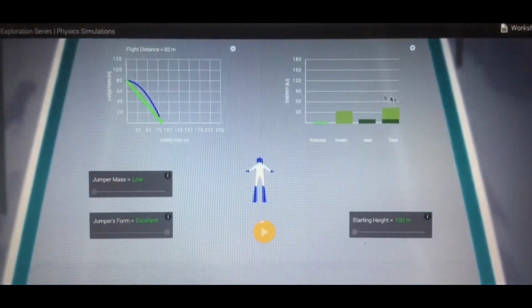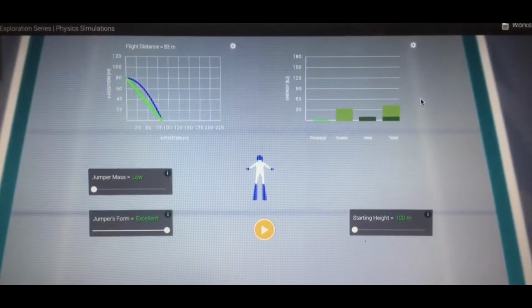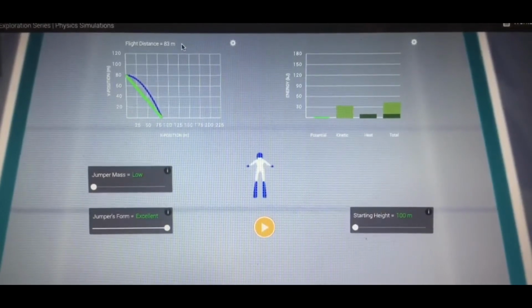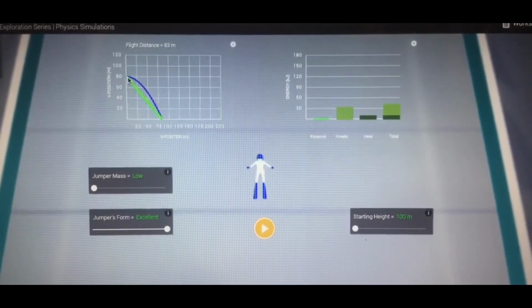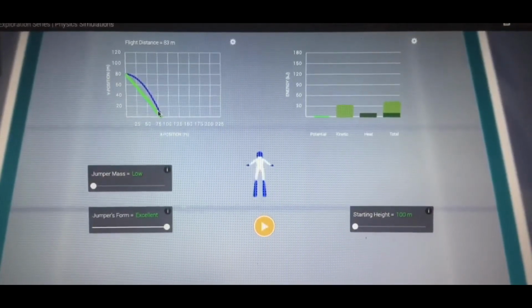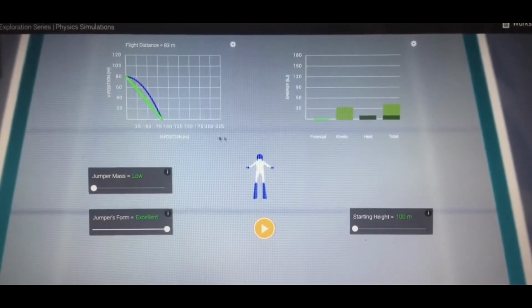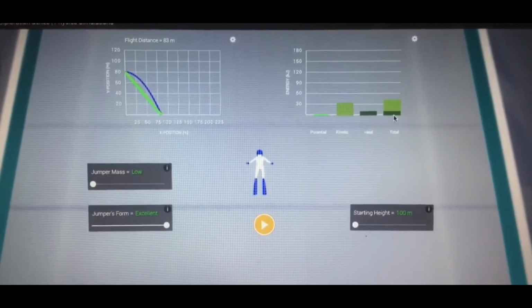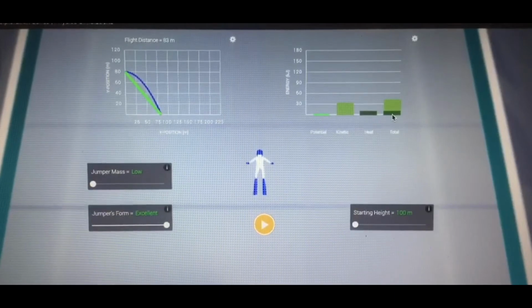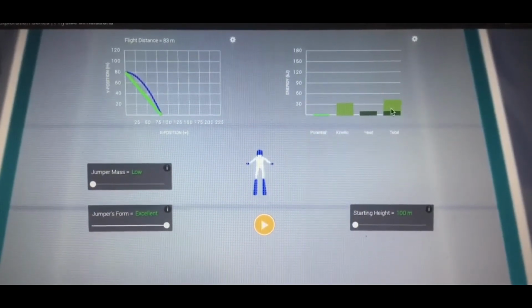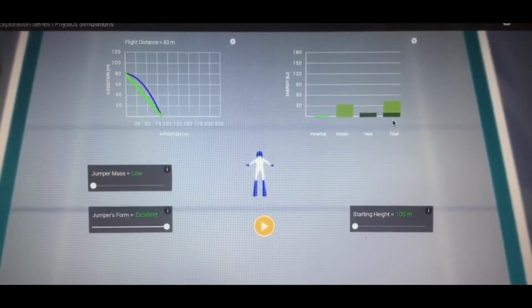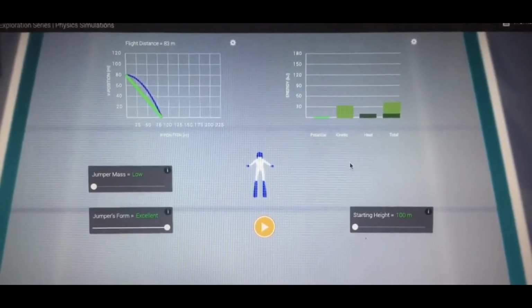So you can see how the energy graph is changing. And now that the jump is complete, over here you can see your flight distance of 83 meters, and you can kind of see how that flight path took place, which could be very important in some of the analysis questions at the end of your lab report. Over here, what you see is the breakdown of the total energy. The dark is the heat that was dissipated, and the remaining green is the kinetic energy. You will be calculating proportions based on that too, so this is a very important graph as well.